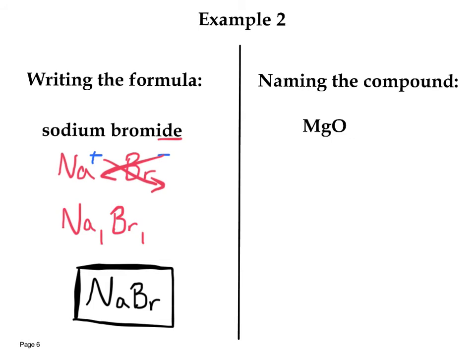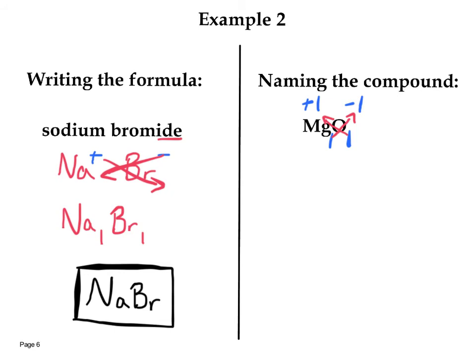So if I take a look at the subscripts here, it looks like there's an understood 1 next to the magnesium and an understood 1 next to the oxygen. If I reverse swap these oxidation numbers, it looks like the magnesium has a positive 1 charge and the oxygen has a negative 1 charge. This is a moment where a big red flag pops up.